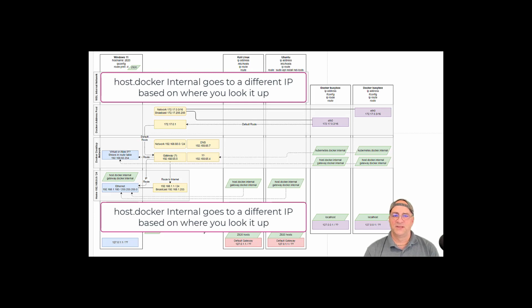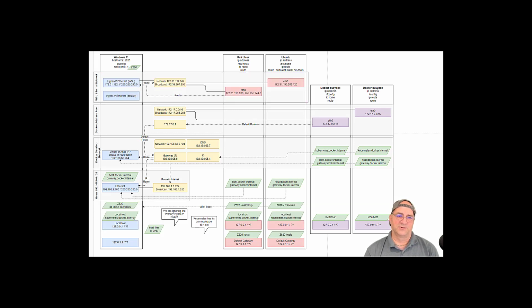So that means if you want to ping or do a traceroute to host.docker.internal from the BusyBox or from the Docker containers, they're actually going to go across the Docker address pool network, and then it'll drop into the Docker desktop network. And then depending on what you asked for, it will actually end up on a different IP address on Windows 11, right?